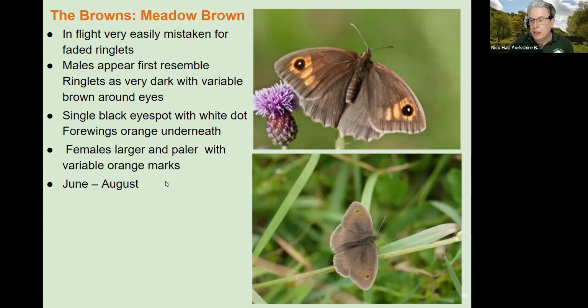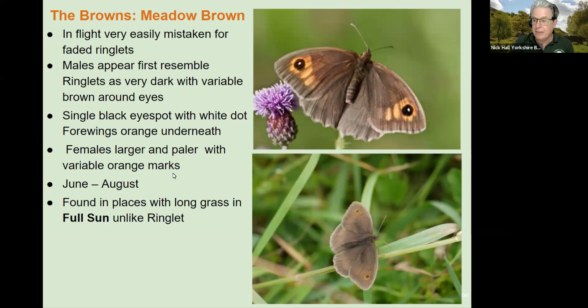So as you go south of the country, you find more meadow browns appear in August than they do in Yorkshire. And that's because of this diapausing of the caterpillars in the heat. It's found in places with long grass. It's always in full sun, which is somewhat unlike the ringlet. These are sun-loving butterflies. They rarely go near the shade.